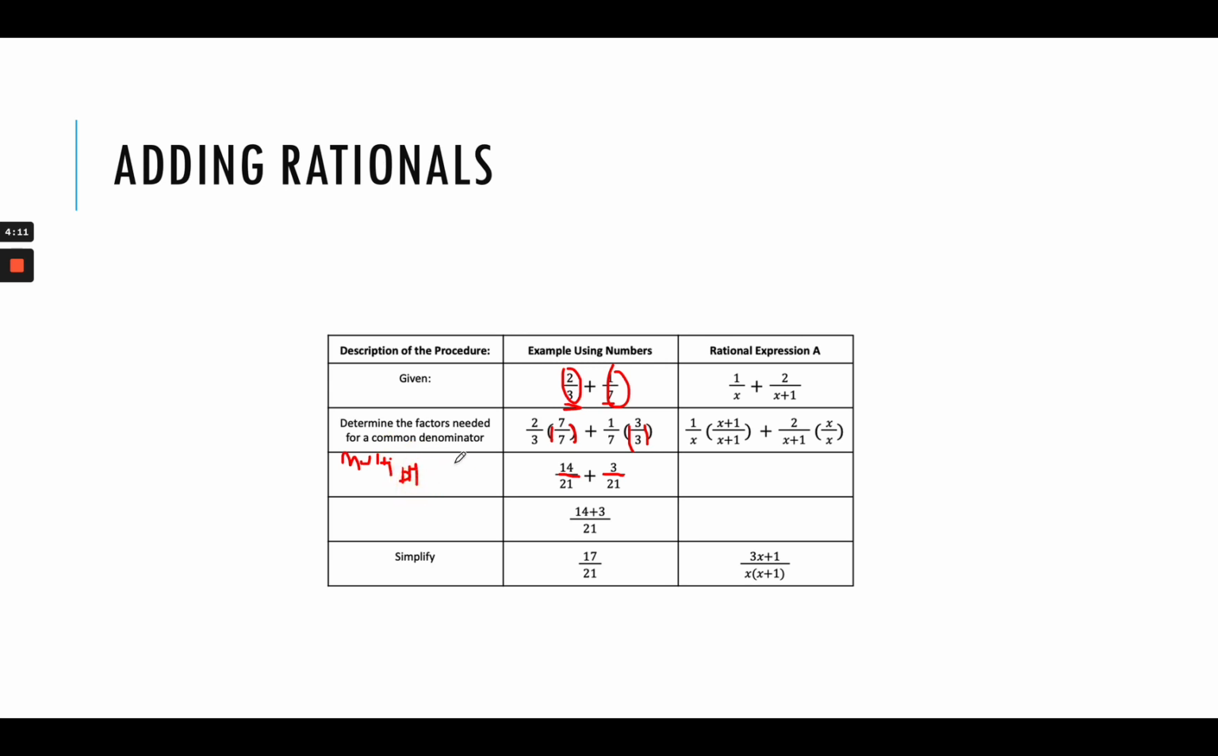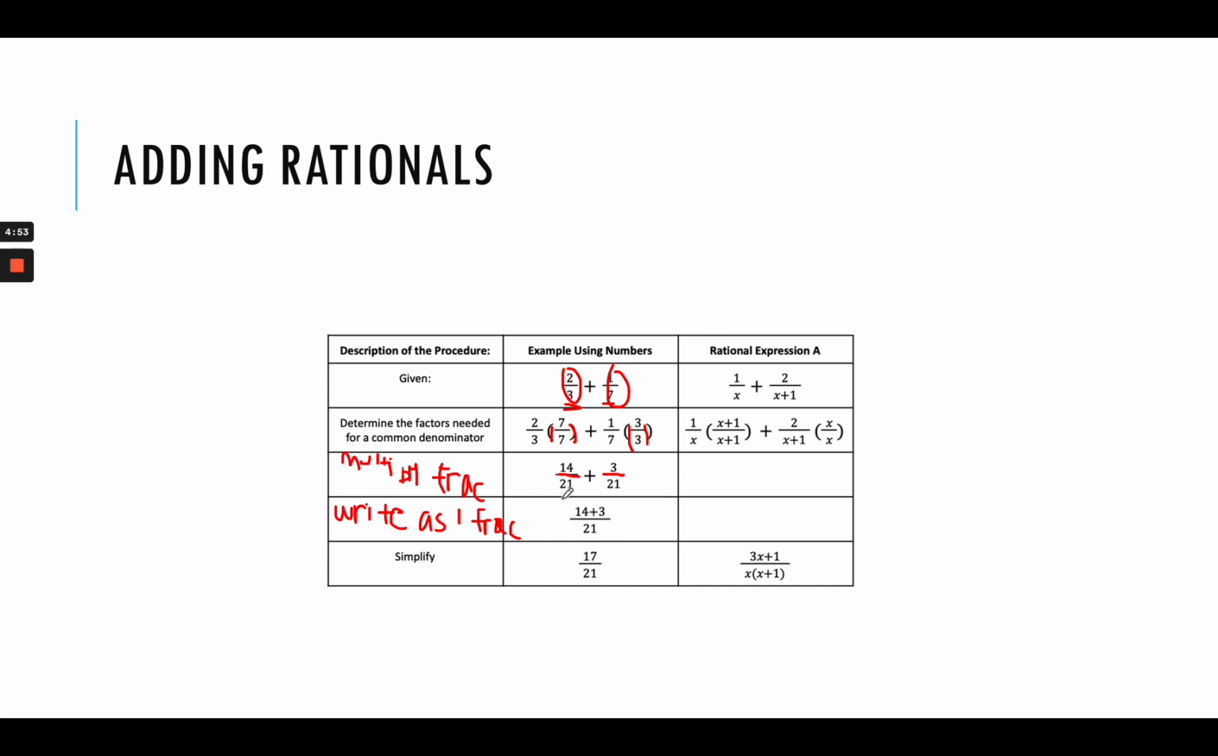It's really hard to write with this marker. Multiply fractions. Okay. And then here we're going to write as one fraction. Okay. Now, you just do 14 plus 3. So we're just simplifying. That gives you 17 over 21.